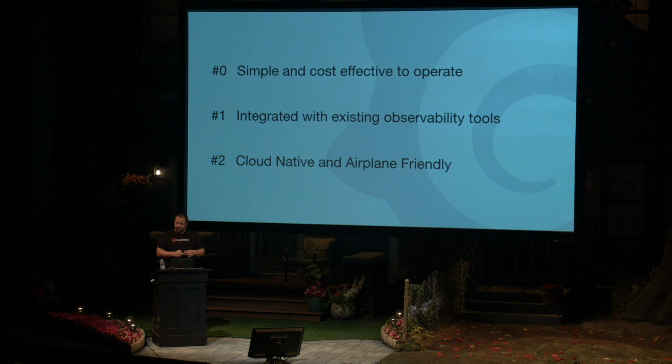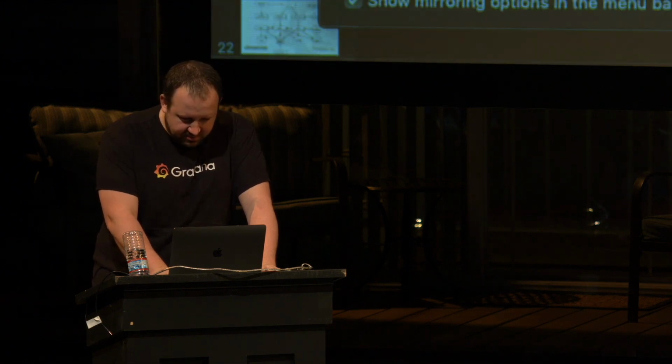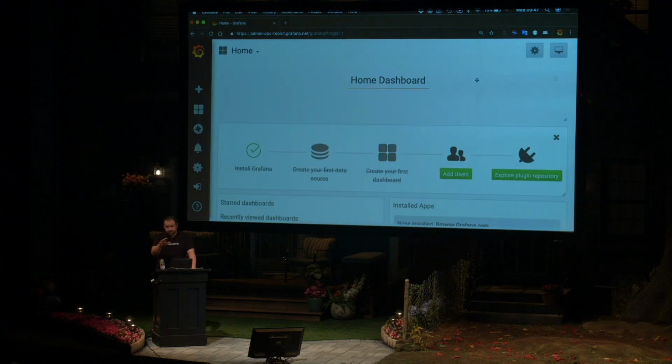I wanted to give you a quick demo, so you believe me. Let's see if the demo works. I've been having some problems with the Wi-Fi, and if it doesn't work, it's definitely the Wi-Fi's fault. So I have the show mirroring options in the menu bar on, but it doesn't show in the menu bar. It's really annoying.